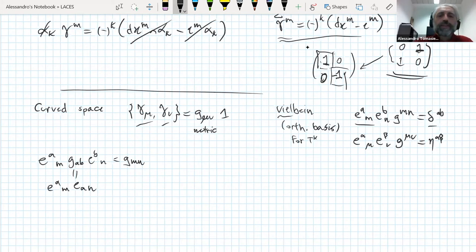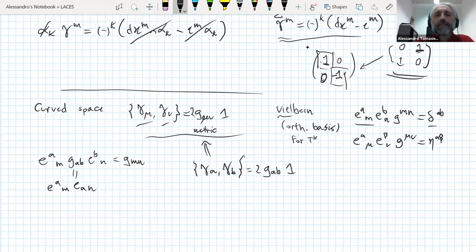So why is this trick useful? Well, because if these obey the flat space Clifford algebra, then this will be satisfied automatically, as you can check by multiplying this identity by e^A_m, e^B_n.